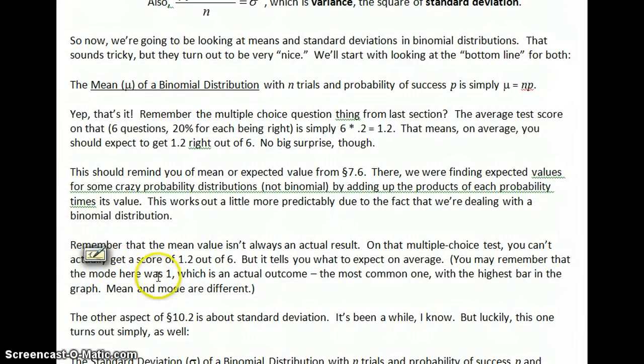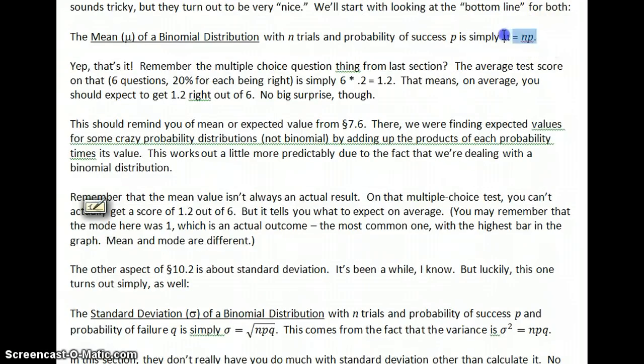This one is about mean. So yeah, 1.2 out of 6, which guess what, is actually just 20% of 6. All you have to do for this one is calculate the number of trials times the probability. So if you had 10 true-false questions, you just take 50%, which is your probability of getting it right, of 10, and you should get an average of 5 right. That one's kind of an oversimplified version.